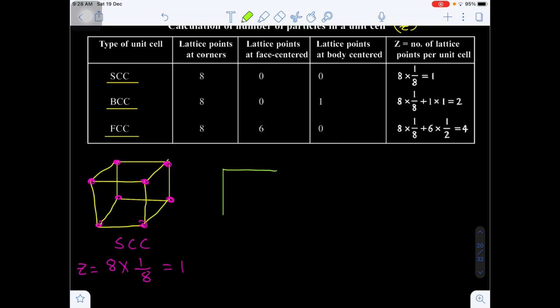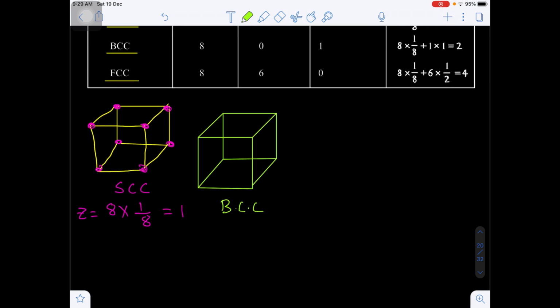In a body centered cubic crystal, apart from each corner, there is one more particle located at the center of the unit cell, that is the body center. So that means there are a total of 9 particles present in the body centered cubic unit cell. This is called BCC, body centered cubic unit cell.